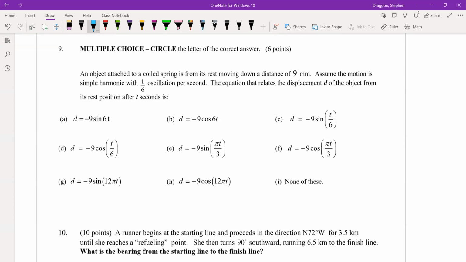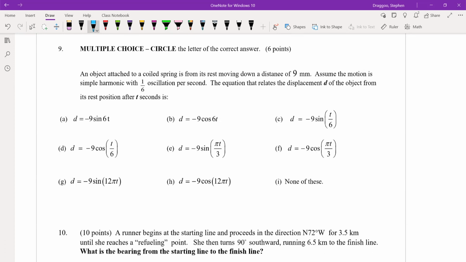An object attached to a coiled spring is moved from its rest position down a distance of 9 millimeters. Assume the motion is simple harmonic with a sixth of an oscillation per second. The equation that relates the displacement d of the object from its rest position after t seconds is one of these 9 options. Let's go figure out which one. All right, so if I read through the question again, but this time pick out the bits that I think are important.